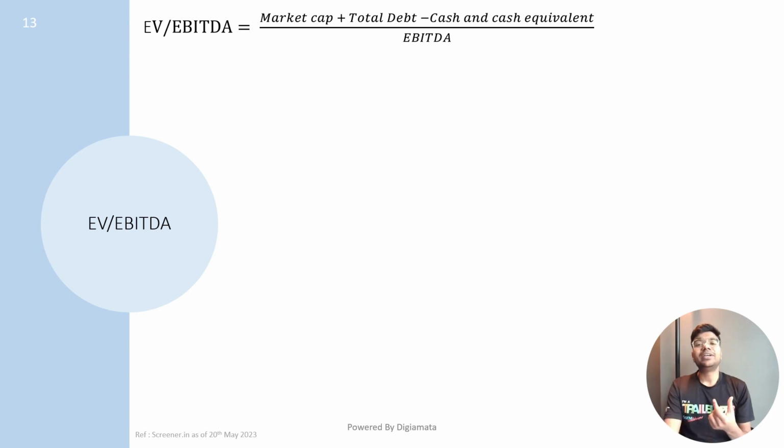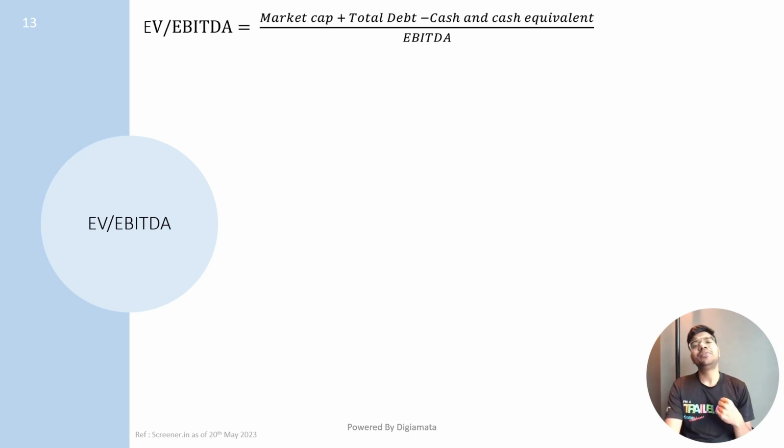In order to calculate your enterprise value, you basically have to add your market capitalization, which is your total number of outstanding shares into current market price. Here we are not taking the face value, we are taking the market price which is currently out in the market. Plus you have to add your total debt, which is short-term borrowings or long-term borrowings, and you have to subtract your cash and cash equivalent.